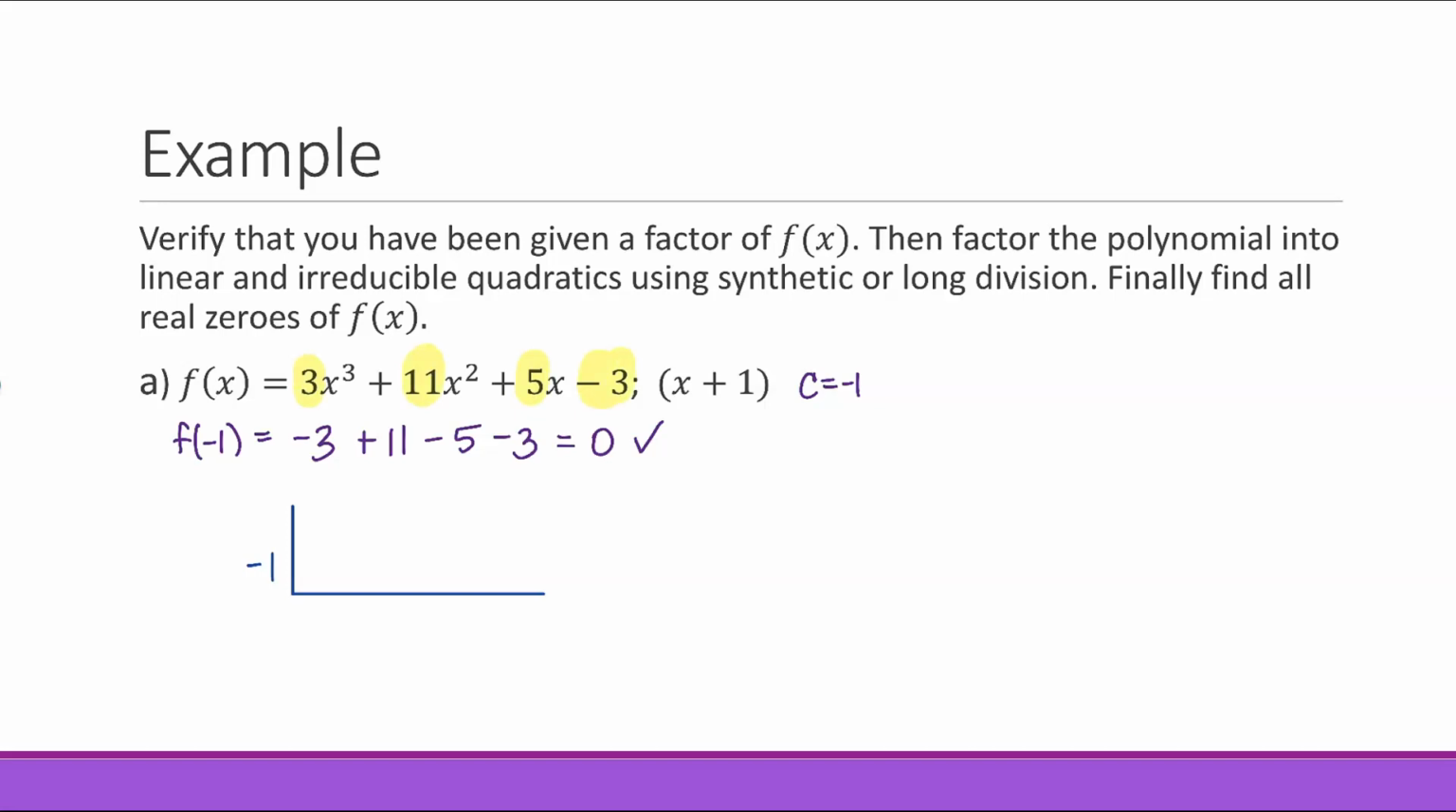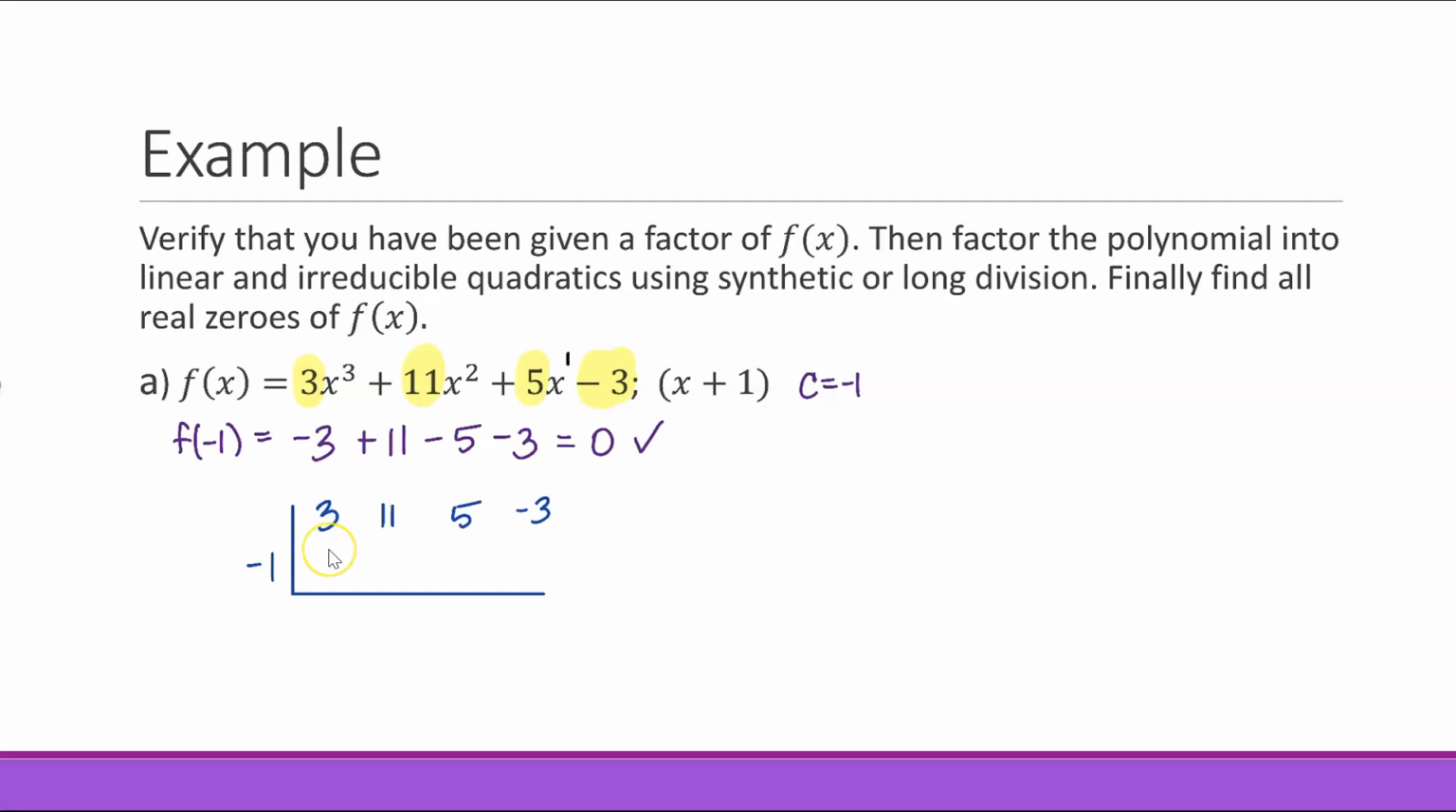of my polynomial, making sure that I'm going in descending power order, and I don't want to skip any power of x. So that's not a problem on this one, because I have every power of x represented, x cubed, x squared, x to the first, and then no x's at all. So I'm going to make sure and take the coefficient from each one of those. So I have 3, 11, 5, -3.